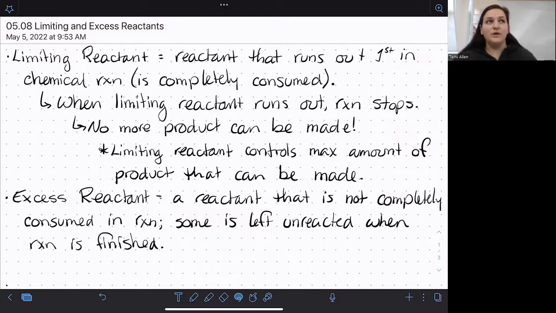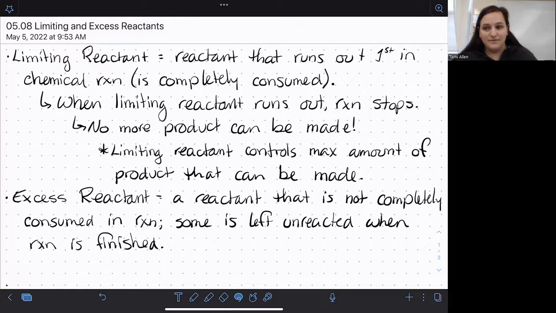But when you have multiple reactants of limited quantity, one of them is going to run out first. So this video is about how we figure out which reactant is going to run out first. And that reactant is what we refer to as the limiting reactant. That is the reactant that is completely consumed in the chemical reaction. When your limiting reactant runs out, the reaction stops. No more product can be made once you've run out of one of your reactants. So the limiting reactant is the one that really controls the maximum amount of product that can be made.